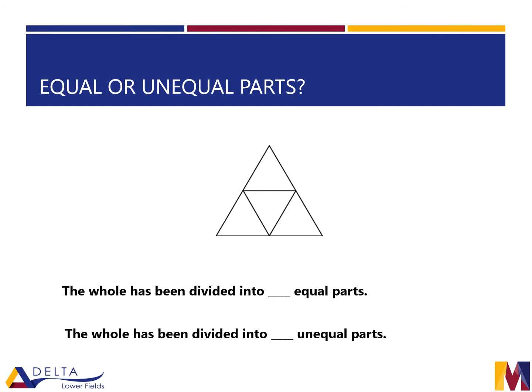So having a look at the sentences again, which of the 2 sentences applies, have a discussion with that. Of course, the correct one is the equal parts. The triangle has been divided into 4 equal parts.